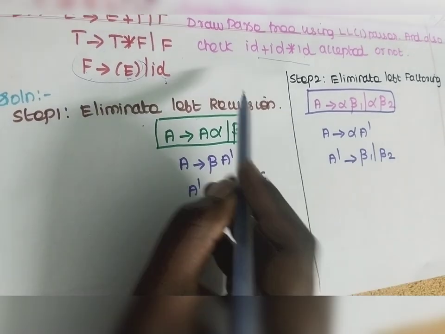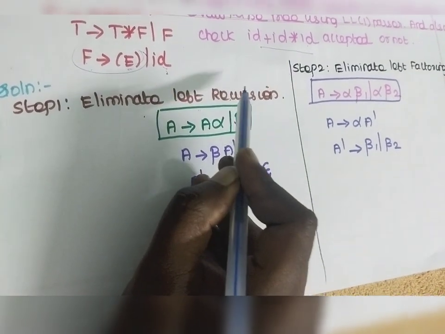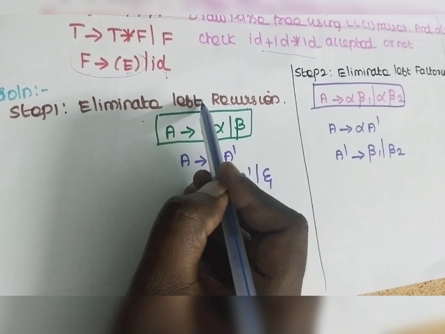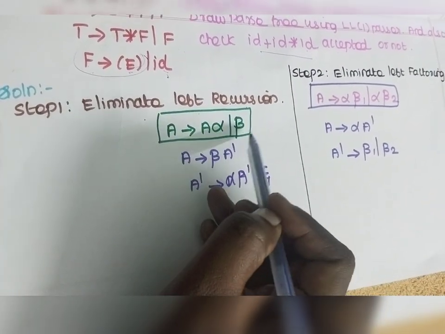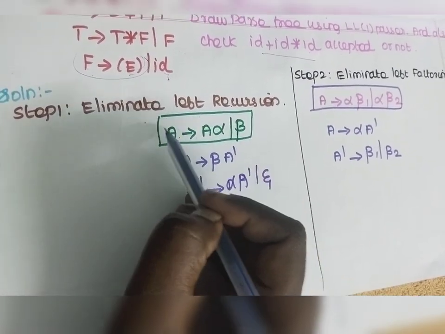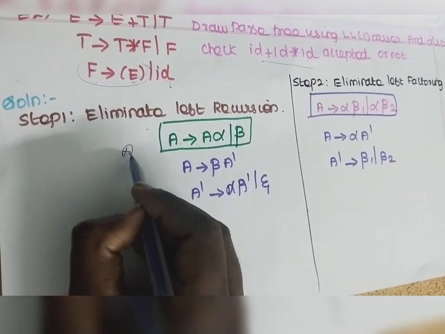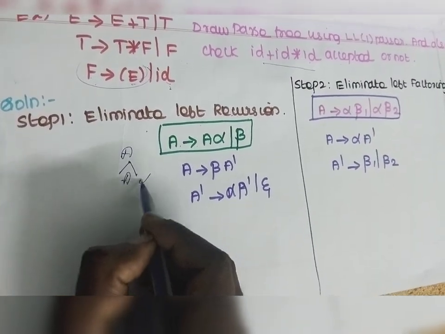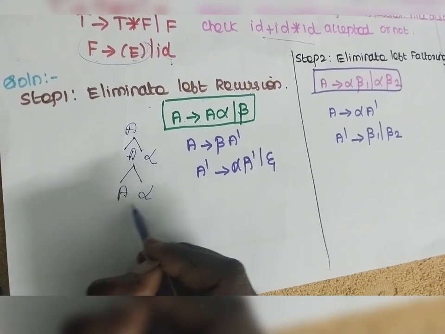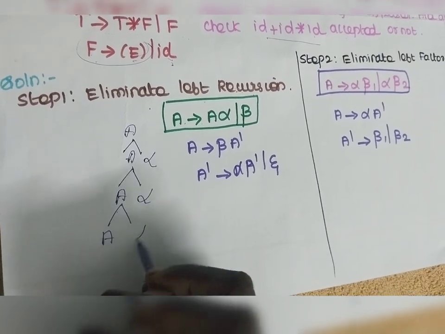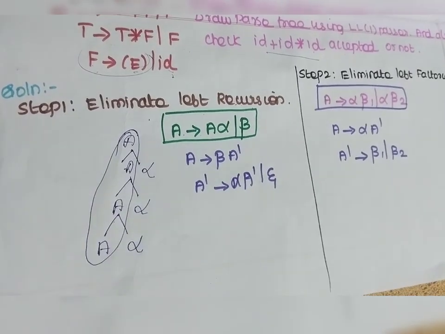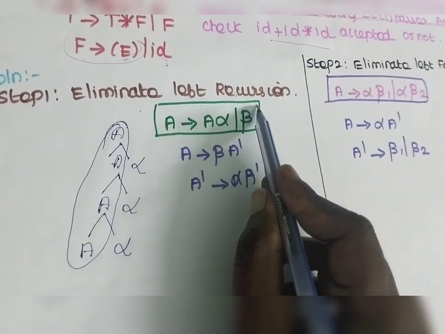What is left recursion? Recursion, as you may know, means a function calls itself again and again. Left recursion means, for example, a production in this format: A tends to A alpha or beta. How do you draw the parse tree for this production? A tends to A alpha, and A again splits with A alpha, and again A splits with A alpha. So the A function calls itself again and again from the left side. This is called left recursion.